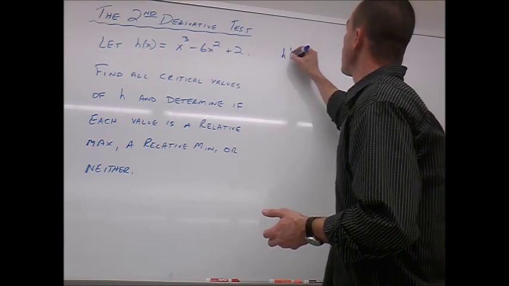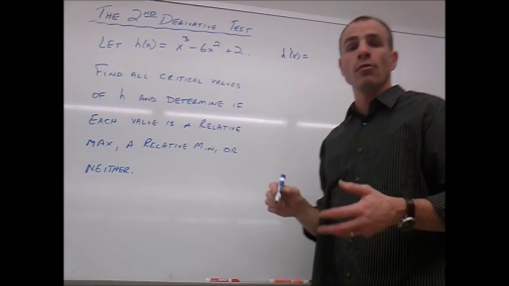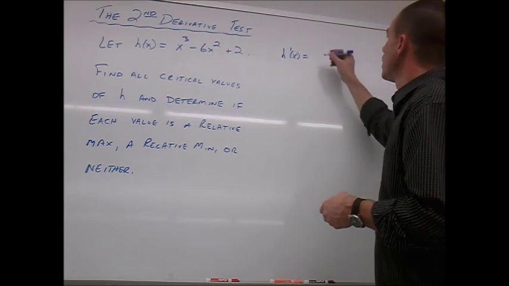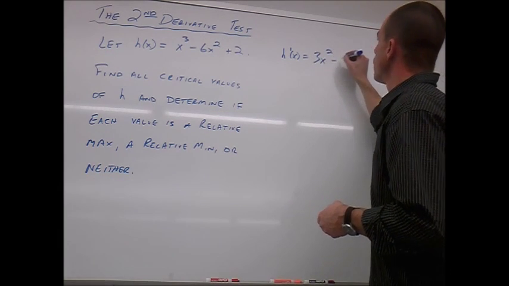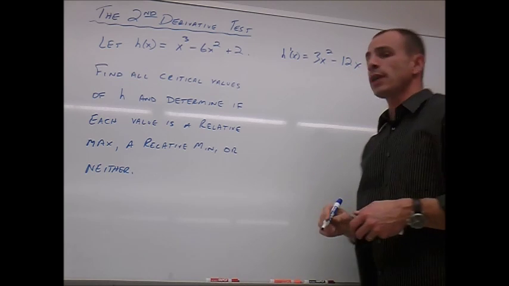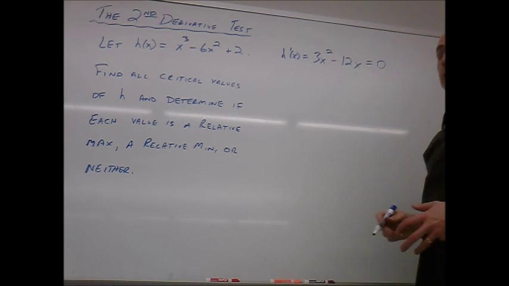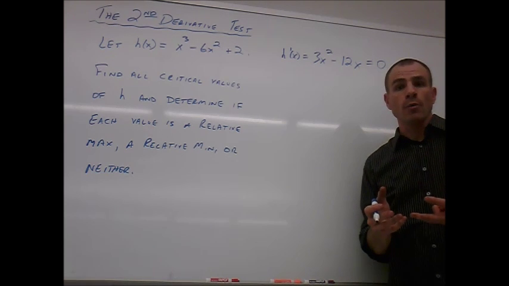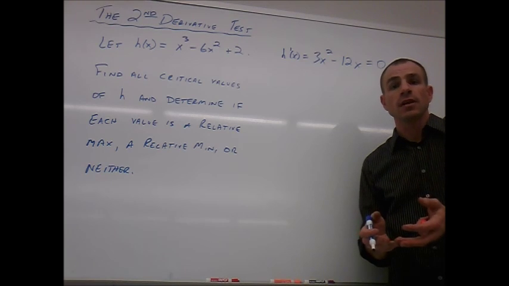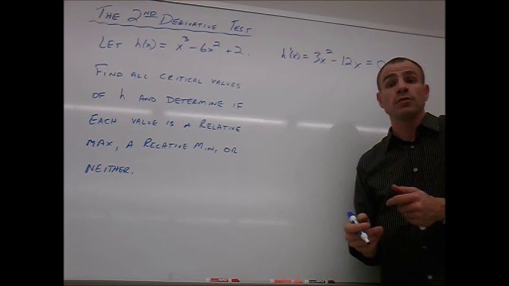All right, we need h prime of x. You've probably done it already as I was jabbering away over there. H prime of x is 3x squared minus 12x. Okay, we're going to take this polynomial and set it equal to 0. Because it's a polynomial, we know that it always exists, so we don't have to worry about any values where the first derivative does not exist. We just have to figure out when the first derivative is equal to 0.